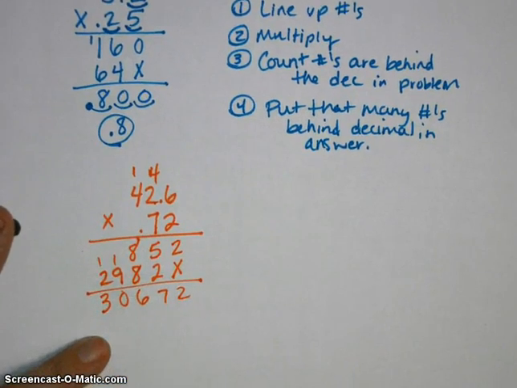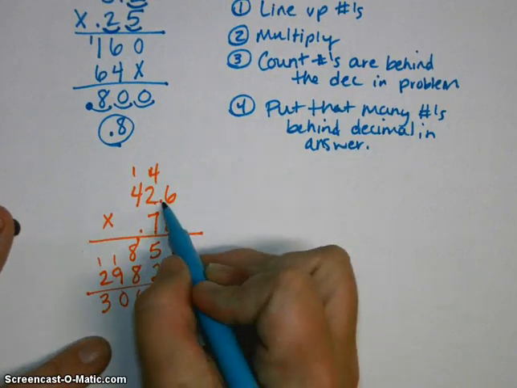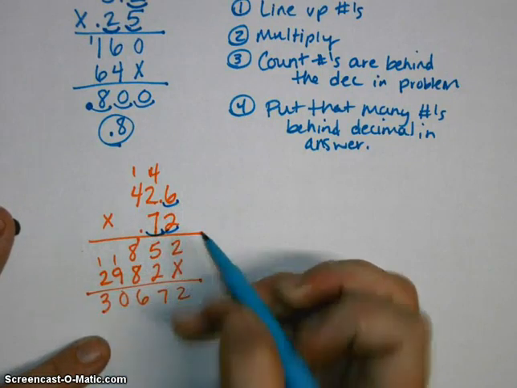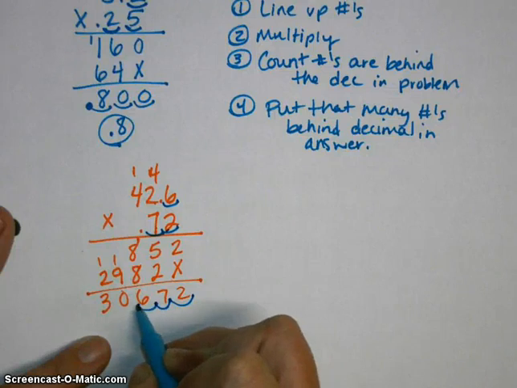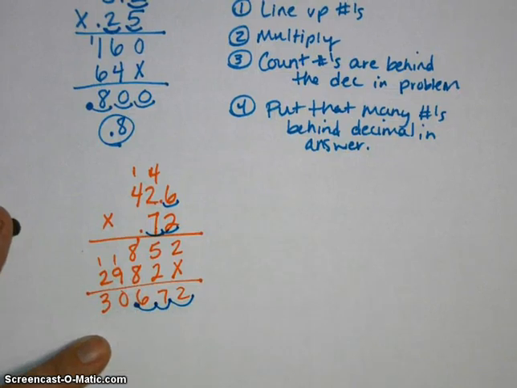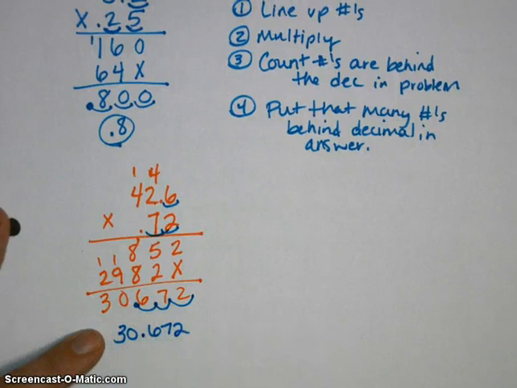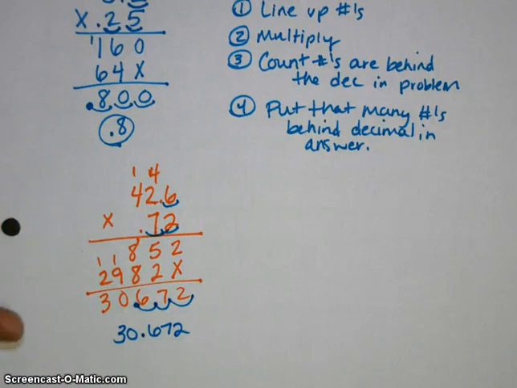Then I count how many decimals are in the problem. There's 1, 2, 3 numbers behind the decimal in the problem, so I'm going to have 1, 2, 3 numbers behind the decimal in my answer. So my final answer is going to be 30.672. I need to then check for reasonableness.